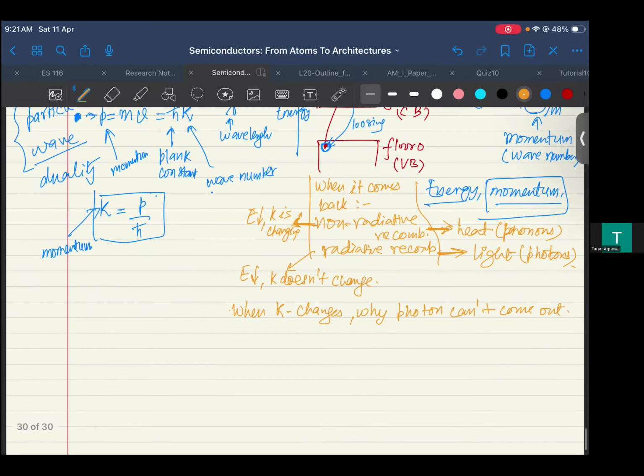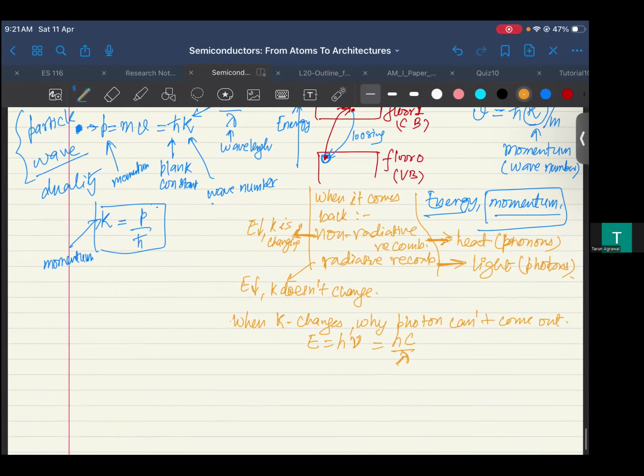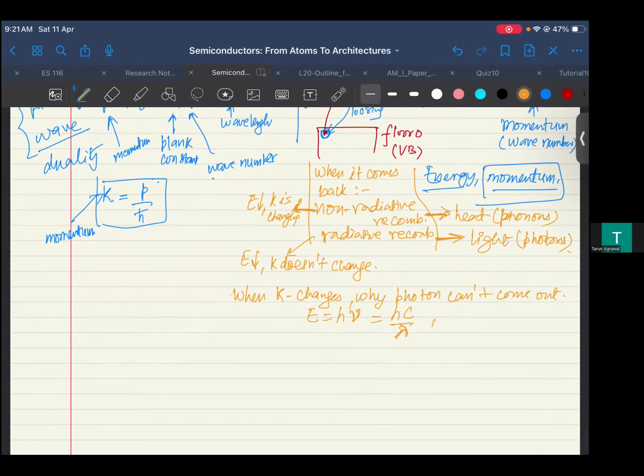That is the question you can explore. The energy of the photon is h nu, where nu is the frequency of the light, and we know the speed of light c is nu times lambda. If we relate the momentum of the photon in the same way and calculate k from here, you will see it comes out to be a very, very small momentum, right?